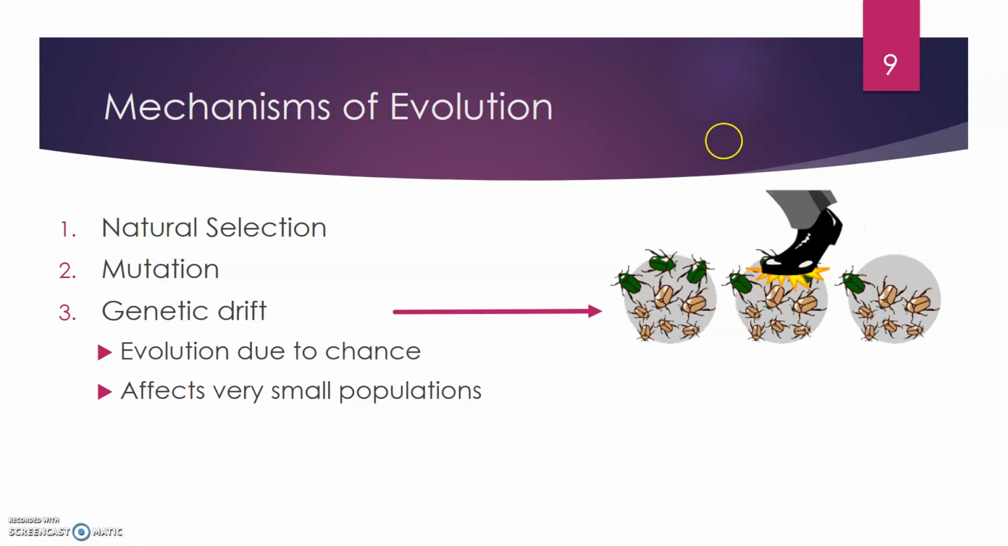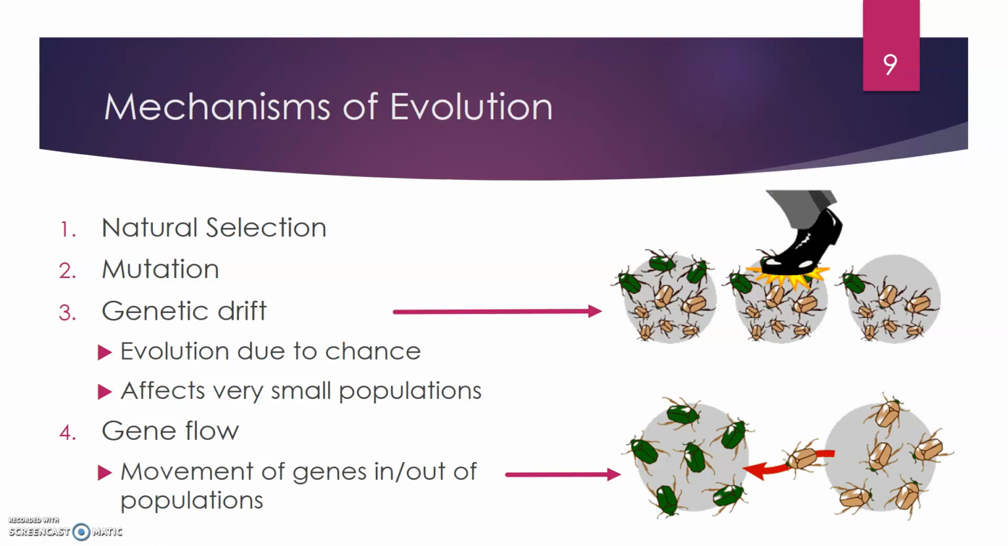And you can imagine that it's going to be hard for this green beetle to maintain its genes in a population of tan beetles. And it's possible that that green beetle might eventually be completely removed from the population, and the whole population will be tan. And that is evolution that happens due to chance or genetic drift.